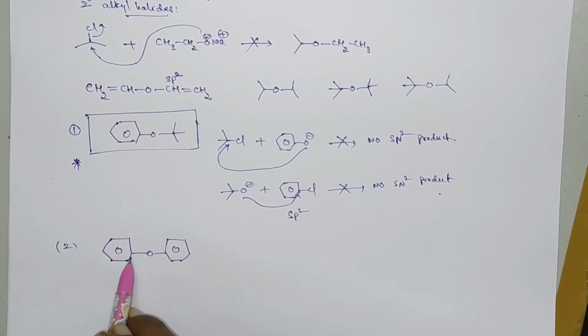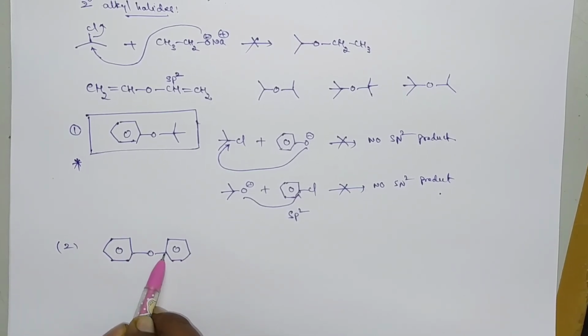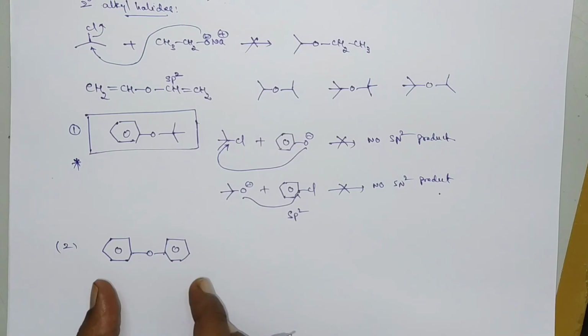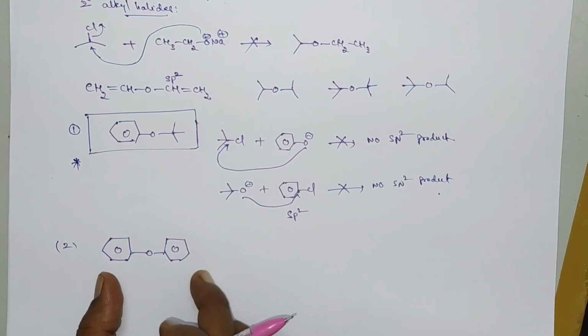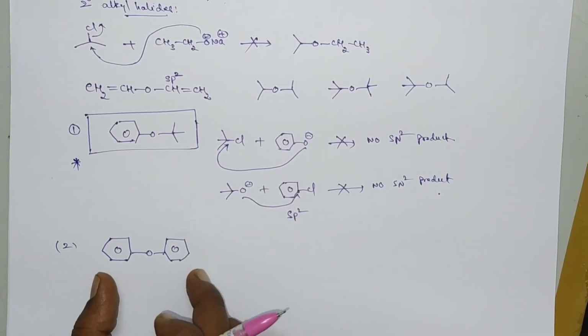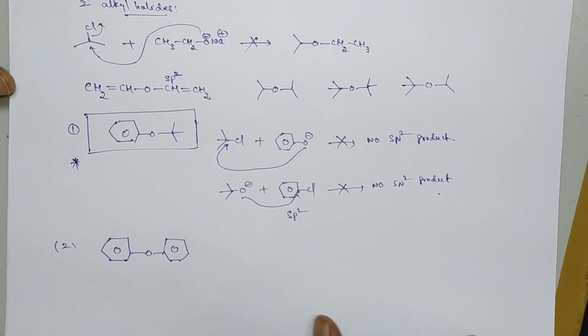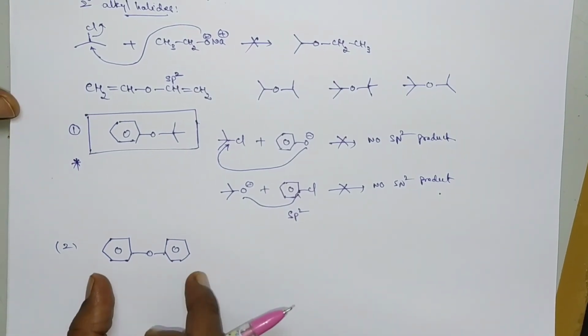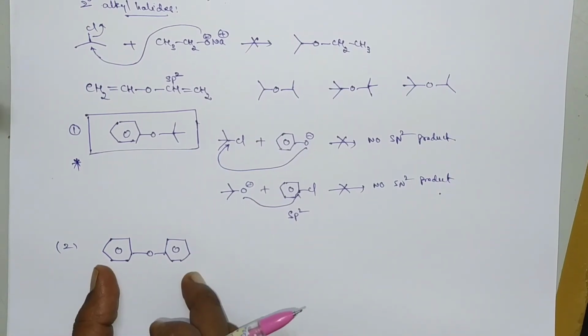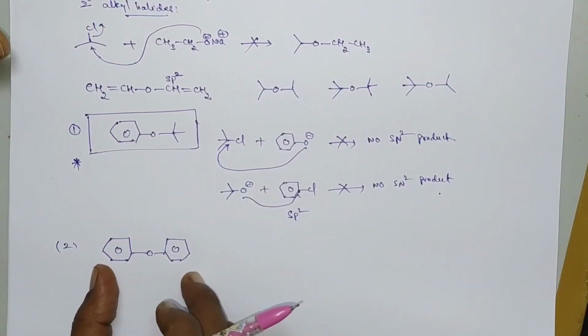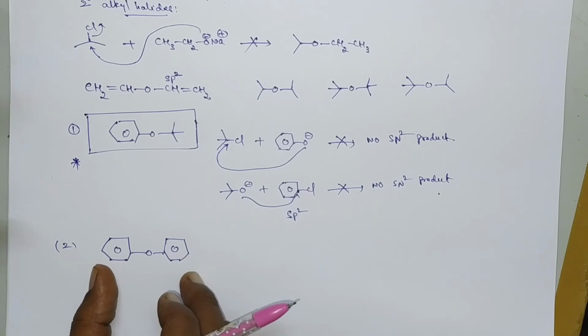So here it is an sp2 carbon, here also sp2 carbon. So that's why we cannot prepare this by using Williamson synthesis, but it can be prepared indirectly by using aromatic SN2 reaction, that is AR SN2 reaction. So let us have a look at this mechanism. This can be prepared by AR SN2 reaction indirectly.